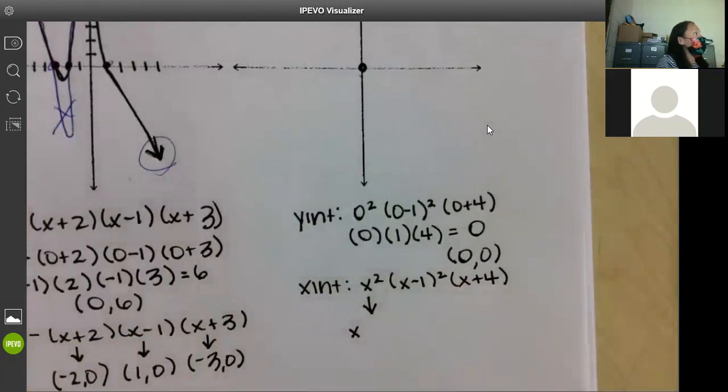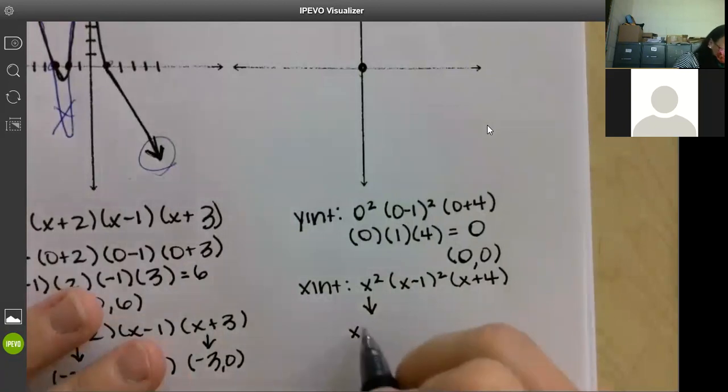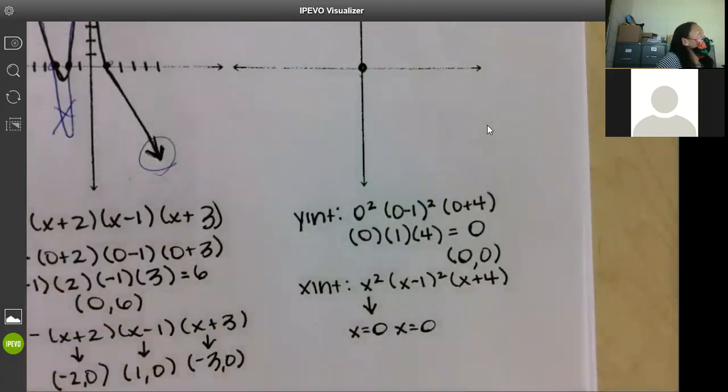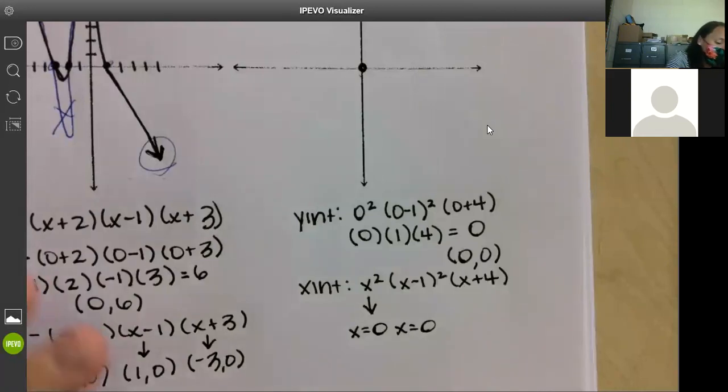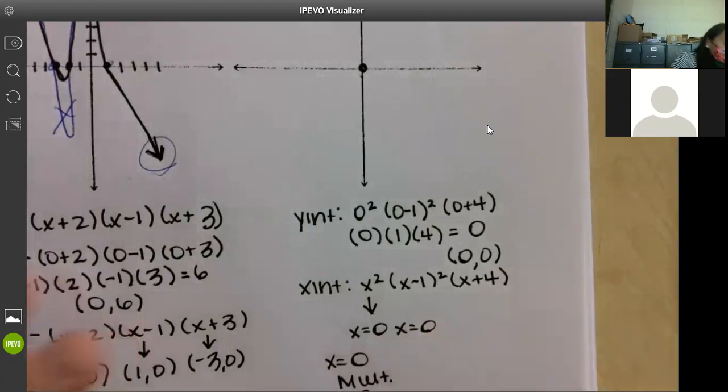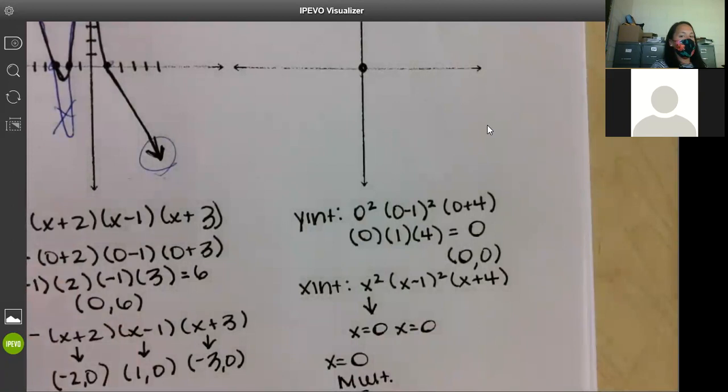Means we have x twice, right? So we set both factors equal to 0. It's pretty simple, right? Anytime you see an x or a variable outside by itself, what is your answer for your x-intercept? 0 every time. So this is x equals 0 with a multiplicity of 2. That's important to know, okay?